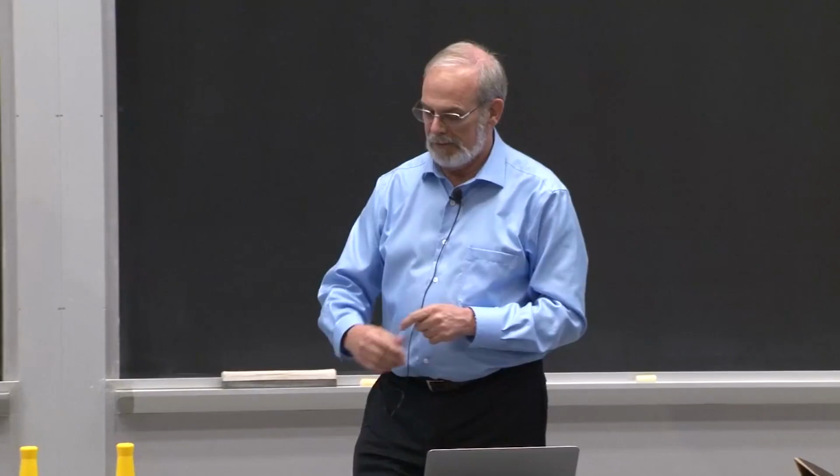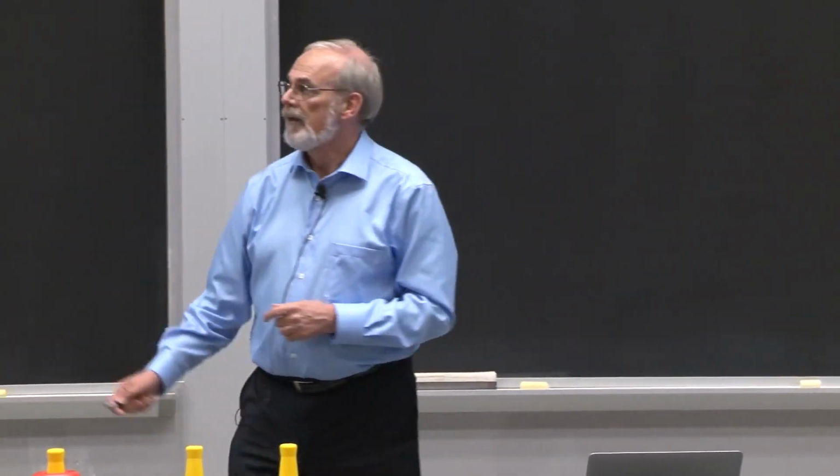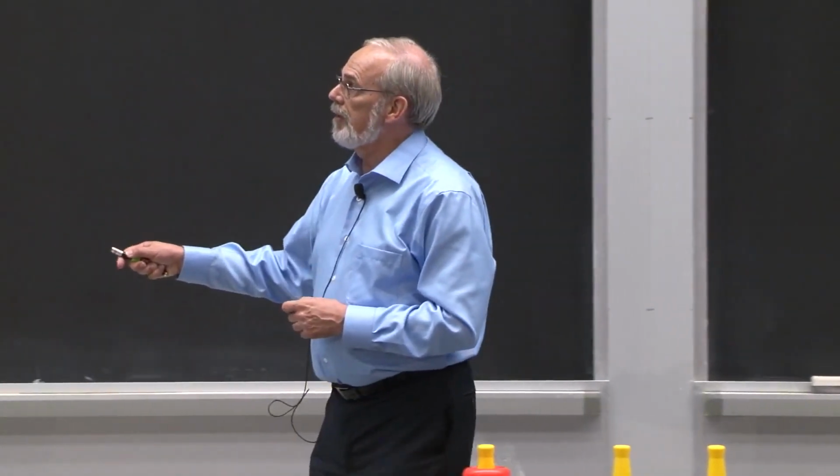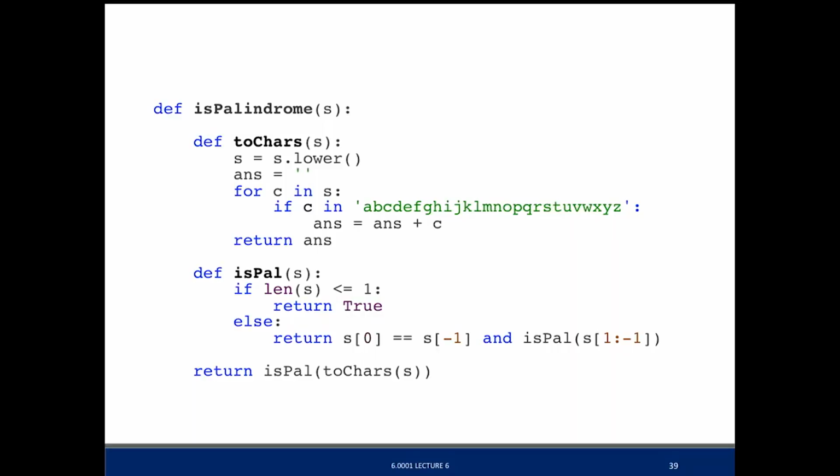Okay. How would I write it? I'm going to create a procedure up here, isPalindrome. I'm going to have inside of it two internal procedures that do the work for me. The first one is simply going to reduce this to all lowercase with no spaces. And notice what I can do.